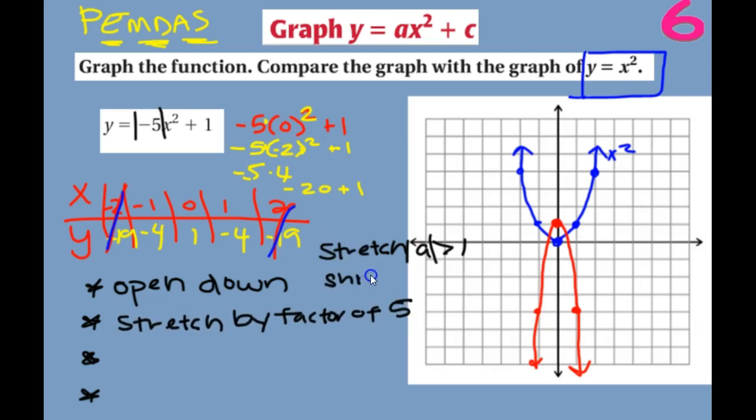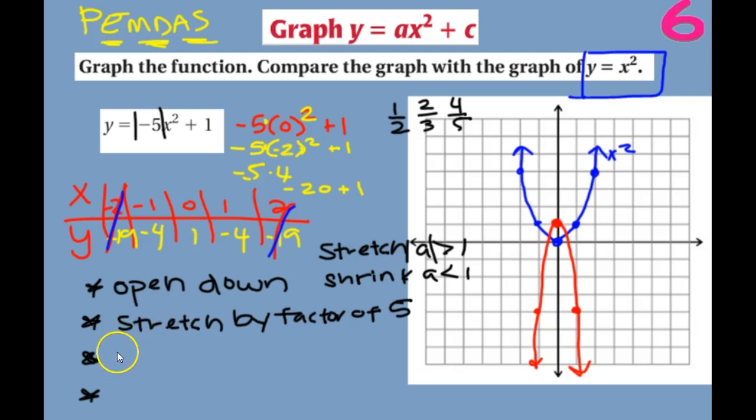It would have been a shrink if a is less than 1, meaning it's like a half, or 2/3, or 4/5, or some number that is less than 1. It would make a wider graph. But this one's tall and skinny. Think of it as stretching up or stretching down.